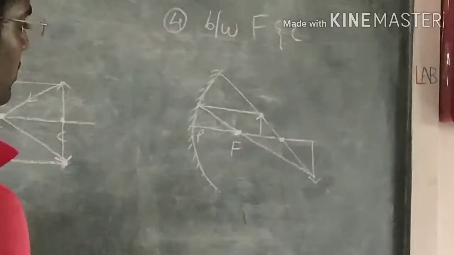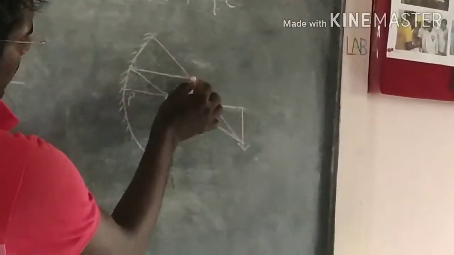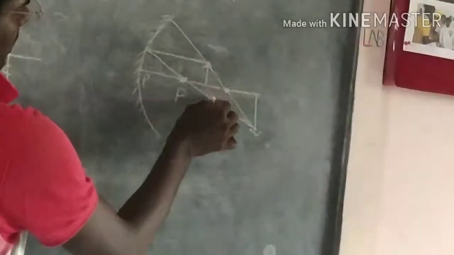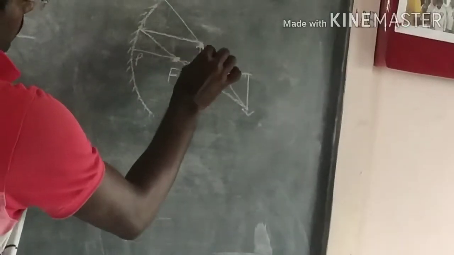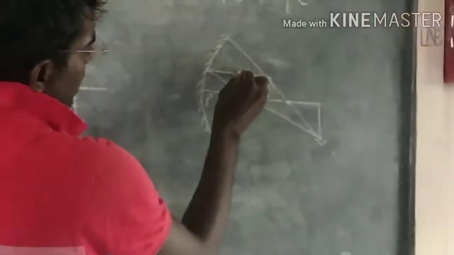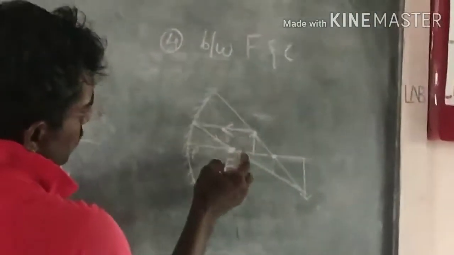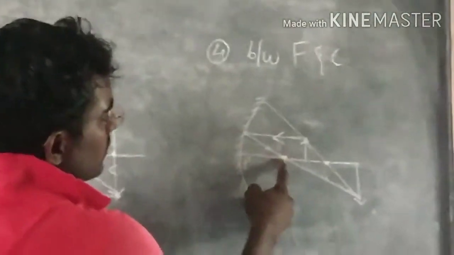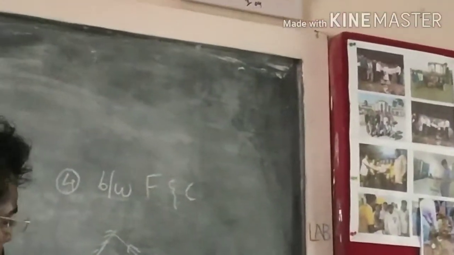what will happen? Between F and C, whenever you keep the object, the ray coming parallel to the principal axis will get reflected through the focal point F. Then the other ray is passing through the center of curvature and is reflected back along the same path. Then they both meet at this point, so that the image is formed here.